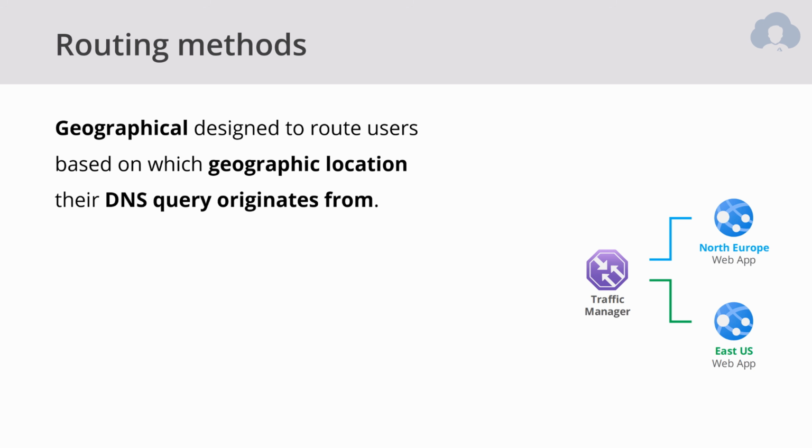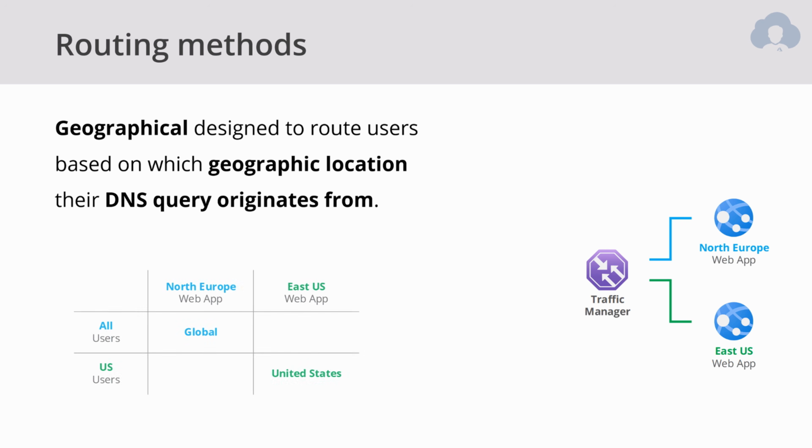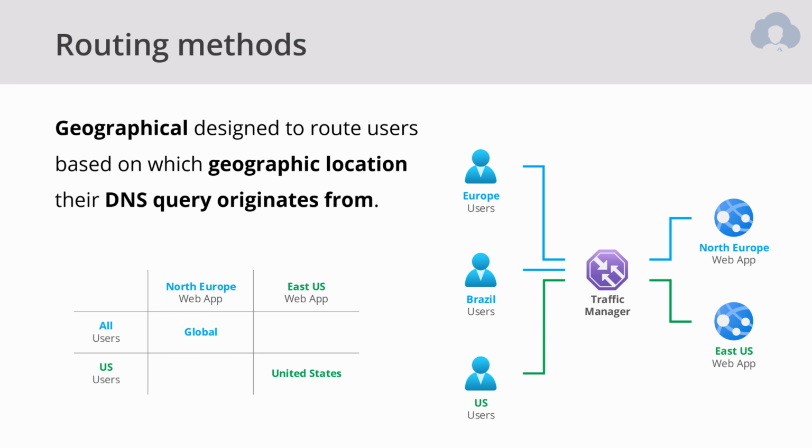The third option is geographical. While this sounds similar to the performance one, it is quite different, because for each profile, you actually define which geographical locations, based on where the user started their DNS query from, should be redirected where. In which case you can say, for instance, the entire globe should be redirected to my North Europe, but because of some, let's say, legal reasons, I want all my users from the US to be redirected to the East US application so that I only process data within the US region. This is one of the use cases where you would want to use geographical.